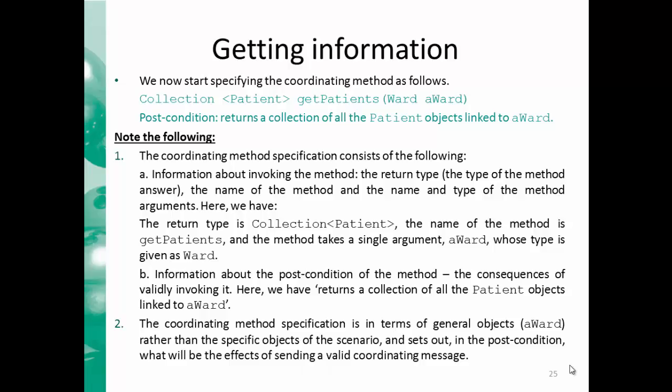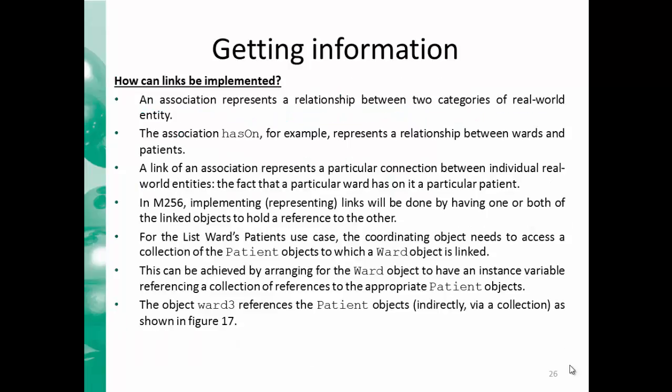Of course, you find that the coordinating method has three important pieces of information. Information about invoking the method and the return type. In our case, it's a collection. And information about the post condition, which means what will be the result of calling and invoking this method. It will be a collection of objects of type patient. It will also include what parameters are taken, and in our case it's a general word object. It can be any object of type word implemented in our design.